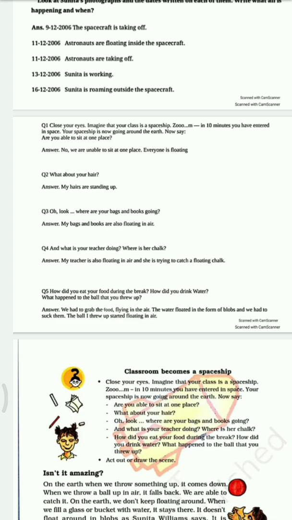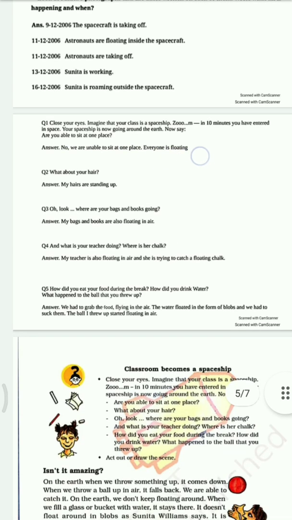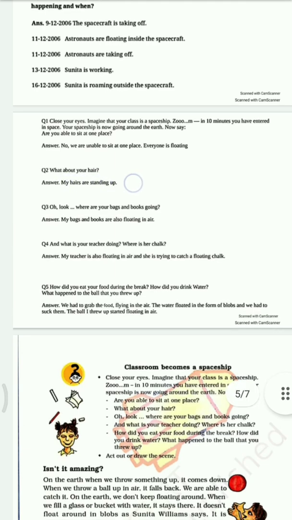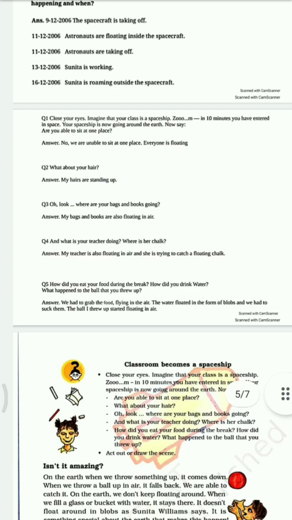So the answers: are you able to sit in one place? The answer will be no. We are unable to sit in one place. Everyone is floating. As there is no gravitational force, we cannot sit in space. Now the second question is, what about your hair? So my hair is standing up. As you saw in that picture, Sunita's hair was standing. So your hair is also standing up.